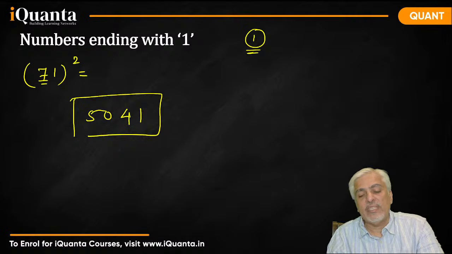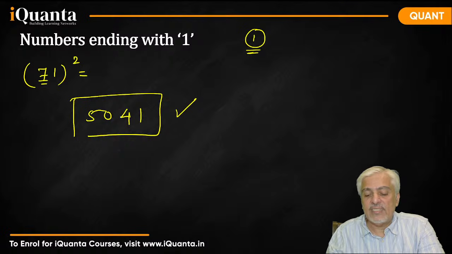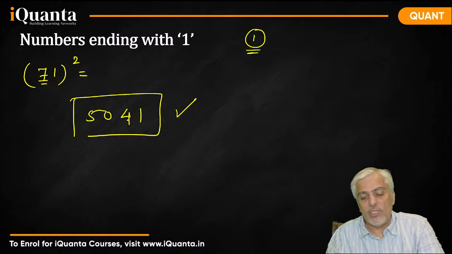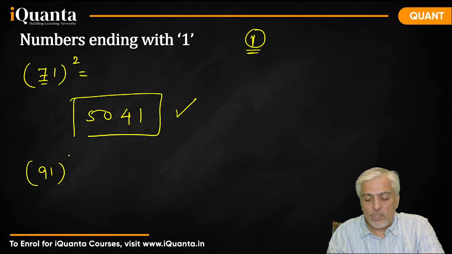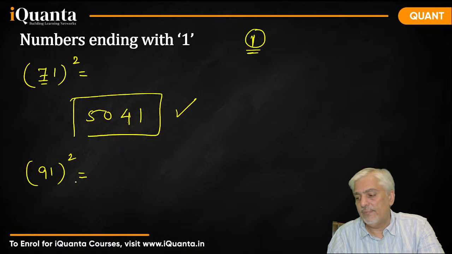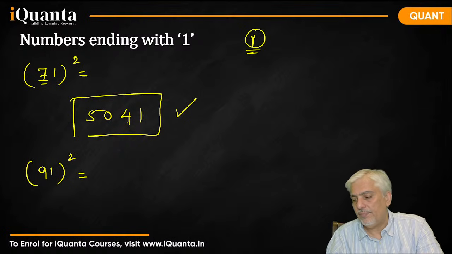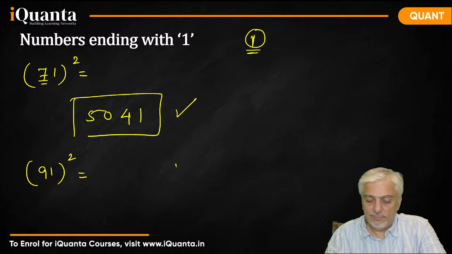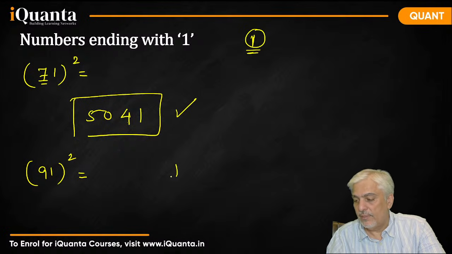Everybody just go through this carefully. Understand the carry over ka rule. 7 ka double is 14, so 4 will come here and 1 carry over, and so on. Based on this, you all try on your own and tell me 91 ka square. 1 will come. Shashank, 5041, not 5941.